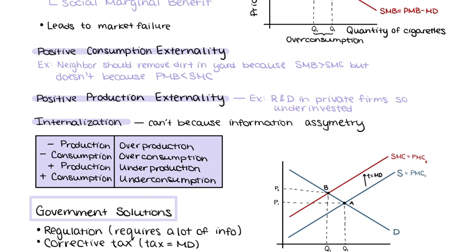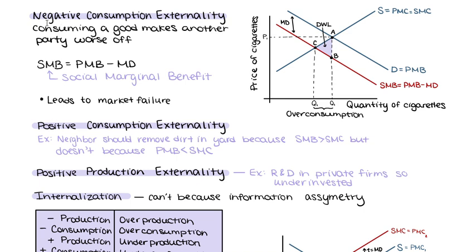So positive consumption externality is just the flip side of negative consumption externality. The example is a neighborhood should remove dirt in yard because the social marginal benefit is greater than the social marginal cost. But it doesn't, because the personal marginal benefit is smaller than the social marginal cost. That means you can use the clean yard even if you don't pay for it. So that sounds like a positive consumption externality.